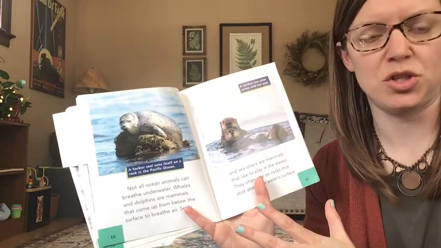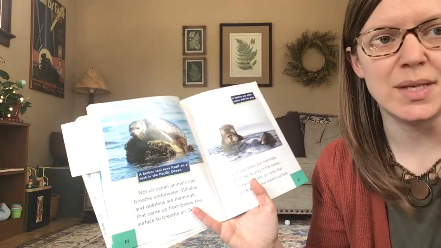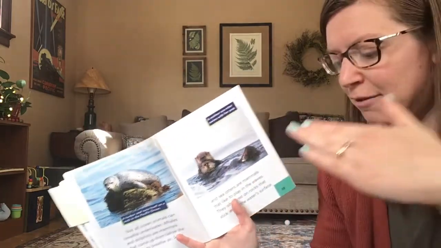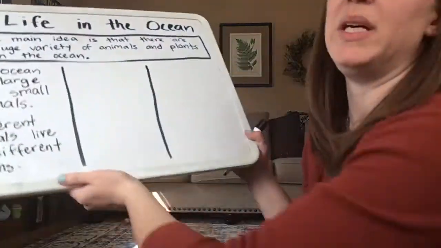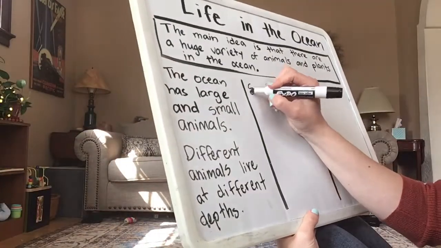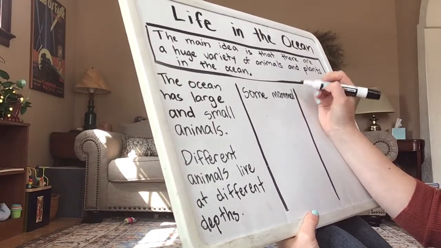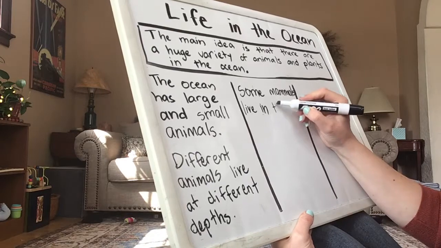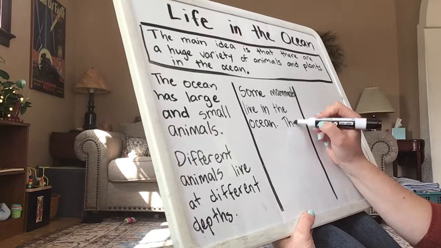So I know because I read this chapter ahead of time that I thought this was another important chunk. This section feels really different because it's talking about unique animals. They're mammals that can't breathe underwater. Things like seals and otters are mammals that have to live at the surface to breathe. So I'm going to write that down as our next big chunk. Some mammals live in the ocean. They come to the surface to breathe.